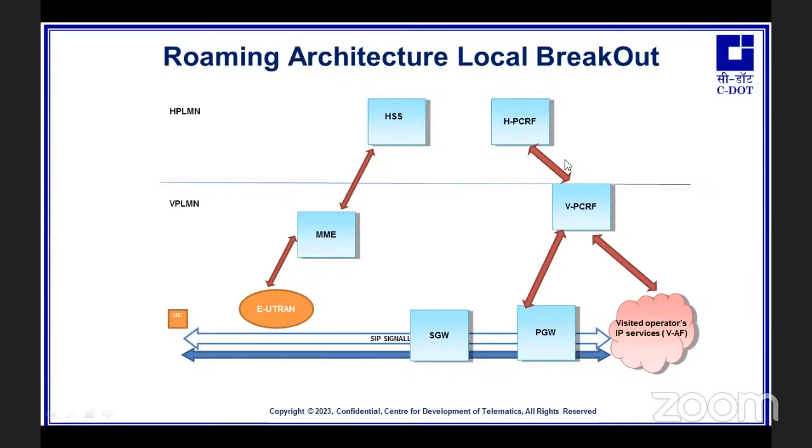Now this is called the S9 interface. This visited PCRF will send a request to the home PCRF, and from this home PCRF it fetches the QoS data for the subscriber. Once it gets the QoS data, it simply informs the P gateway that for this subscriber this much QoS has to be defined. You have to give service with that particular QoS. So that is what local breakout is.